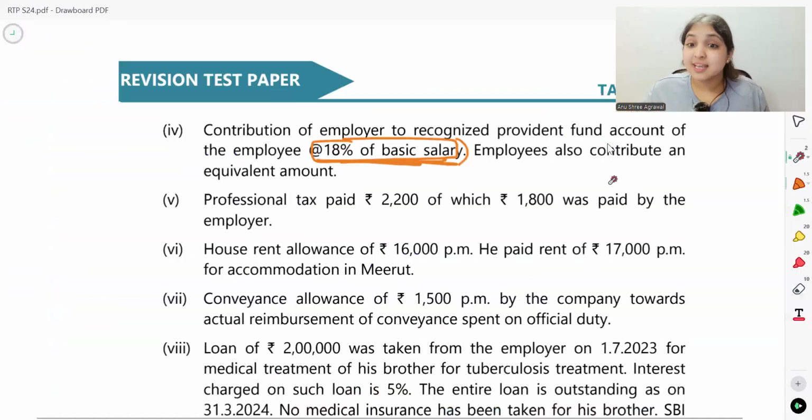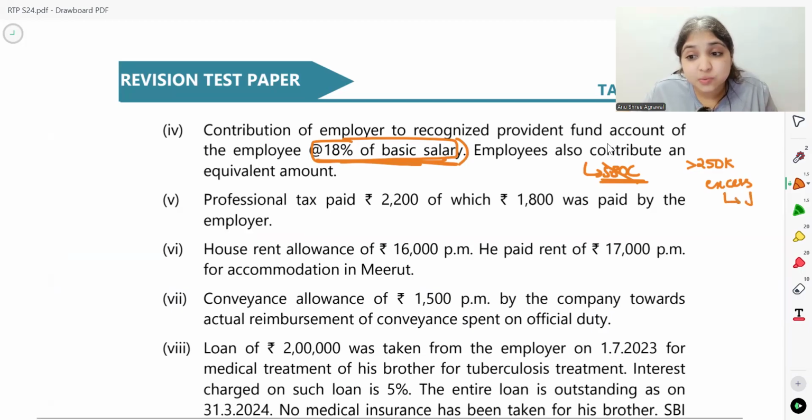Then the question says, employee also contributed an equivalent amount. What do I do with employee's contribution, guys? Employee's contribution goes to section 80C. But we're not calculating chapter 6A over here, so I can ignore 80C. And one more thing is, if employee's contribution is more than 2,50,000, then I will check what is the excess. I will not tax the excess. I will check what is the excess above 2,50,000.